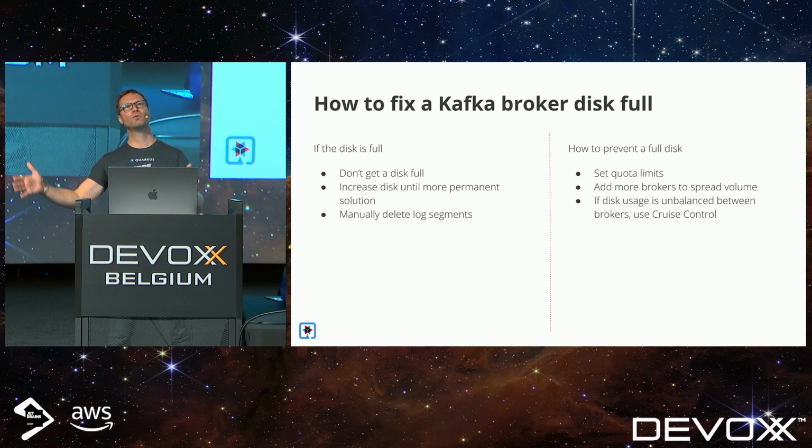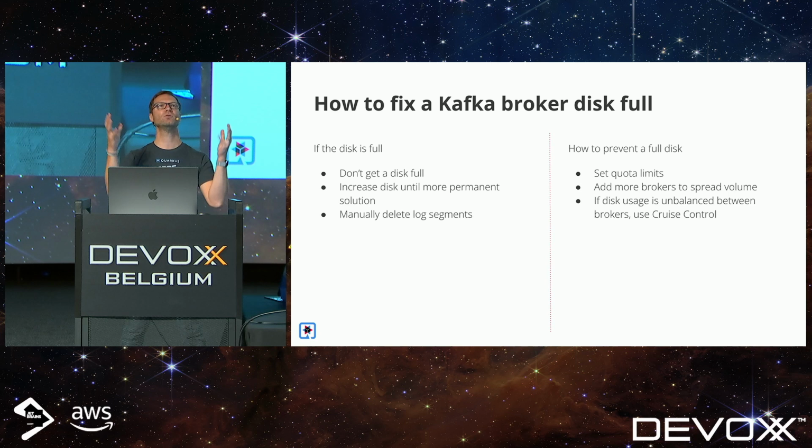The other reason could be that it's very imbalanced. There are three partitions that are using 80% of the space, and they happen to be on the same broker. So how about we move them and even things around? That's using Cruise Control to figure out a plan to rebalance it in the best possible way and then execute the operation.